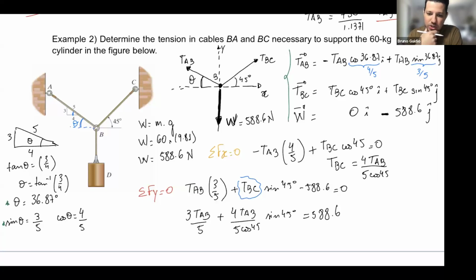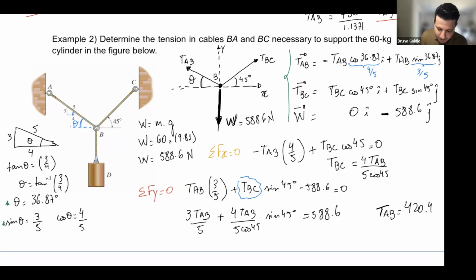Okay, then we solve it. Once again, you can have 3 divided by 5, plus the 4 times sine of 45 divided by 5 cosine of 45. Then this is going to be 1.4, and 588.6 divided by this one. I'm going to put the answer here, so I want you to work and find this answer. Doing that, I found 420.43 newtons.